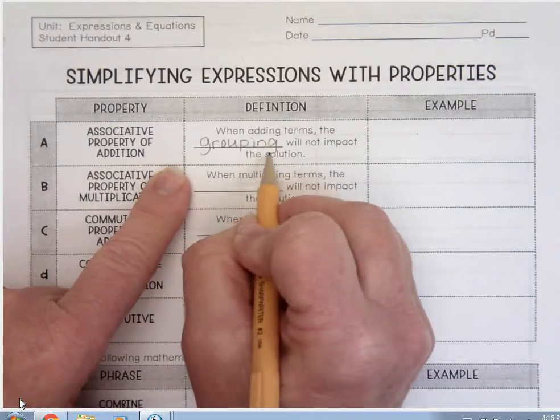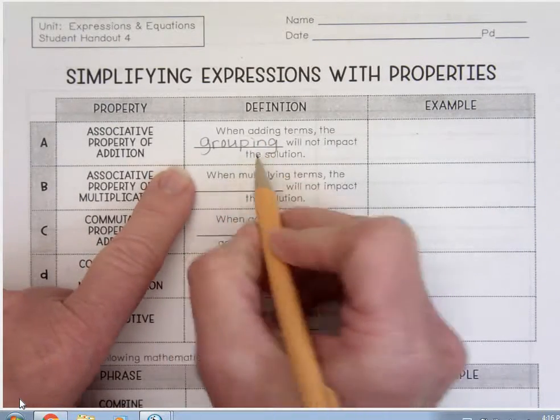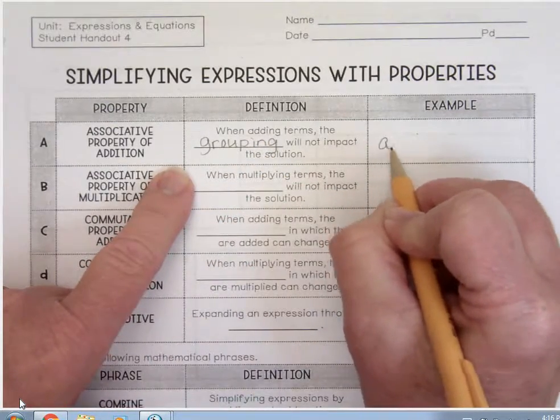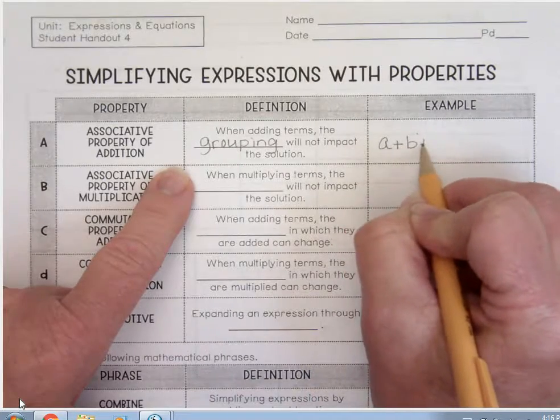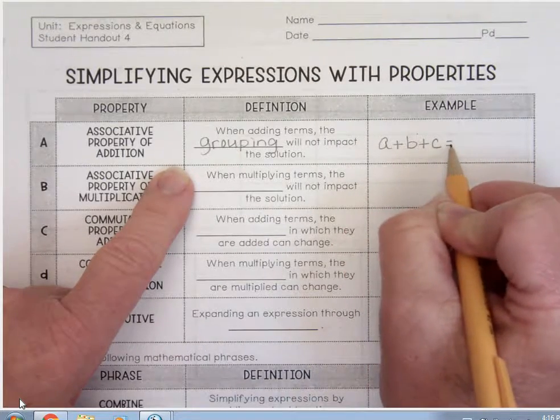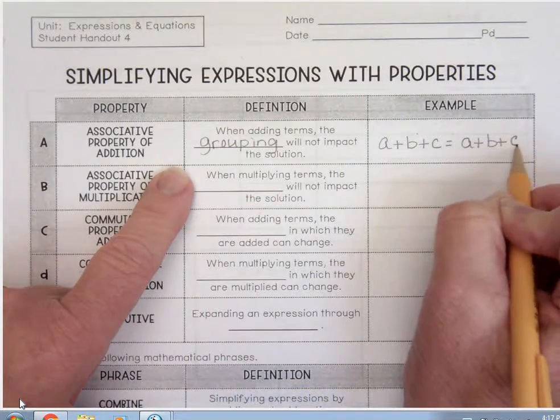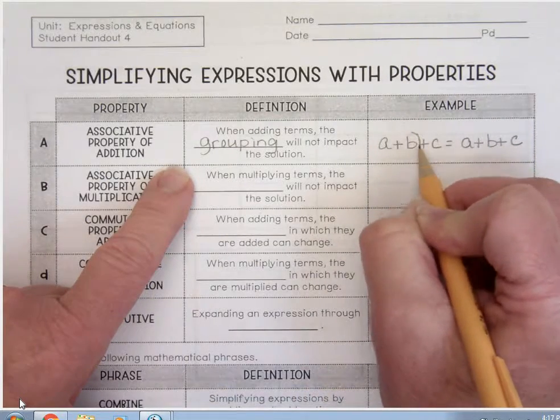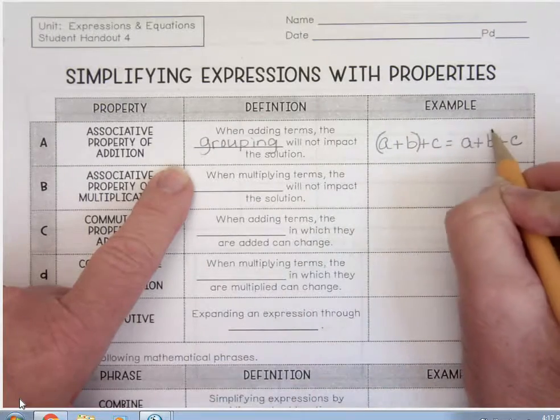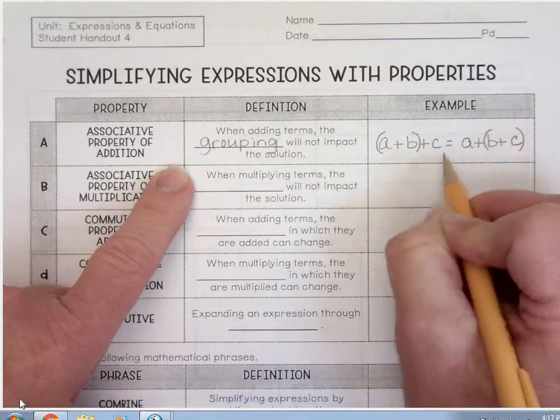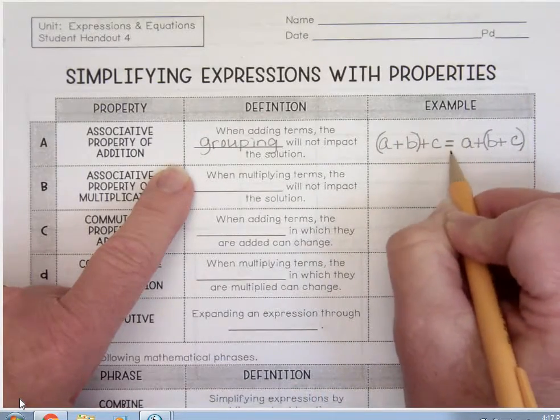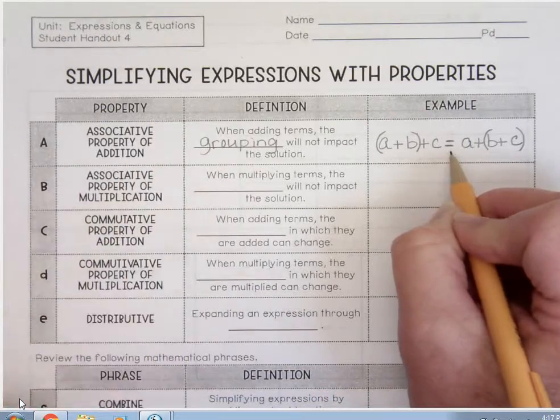will not impact the solution. Which basically means if I have 3 addends, notice the order is the same. If I group my first 2 addends or group my second 2 addends, the sum will be the same. Order's not going to matter.